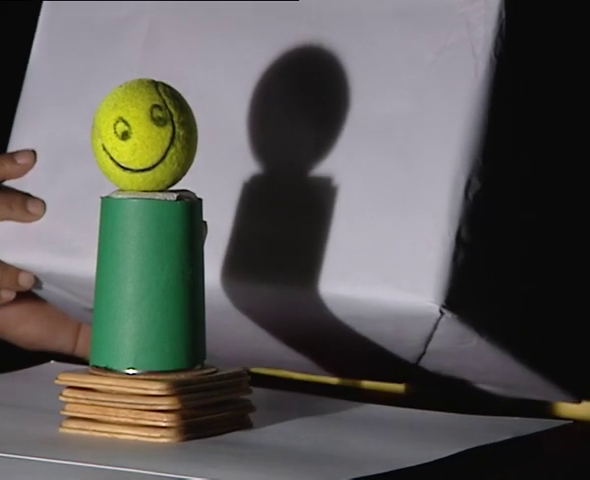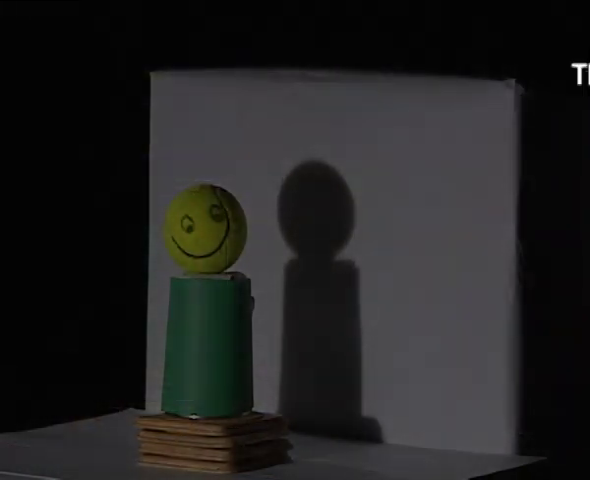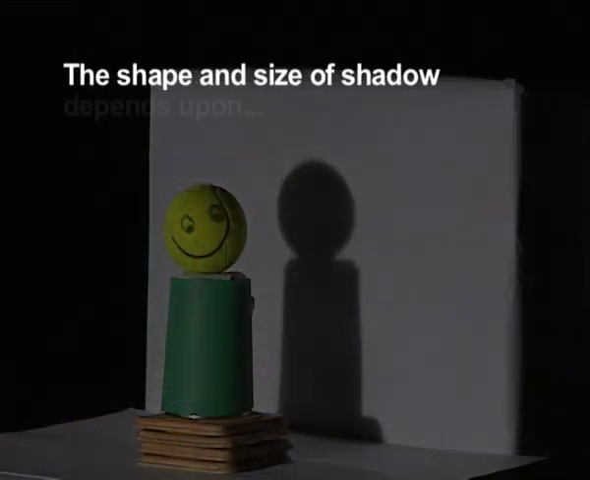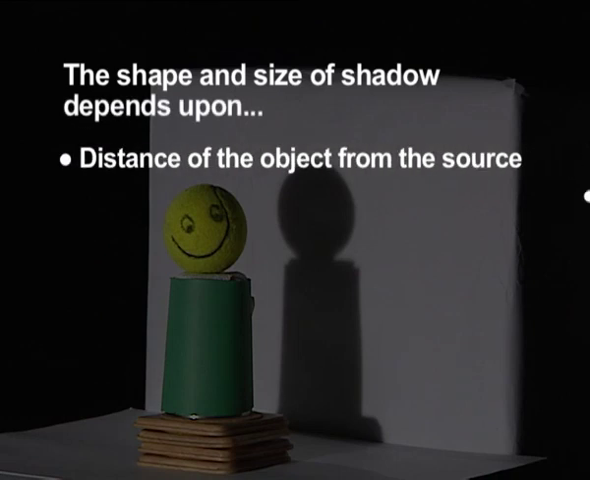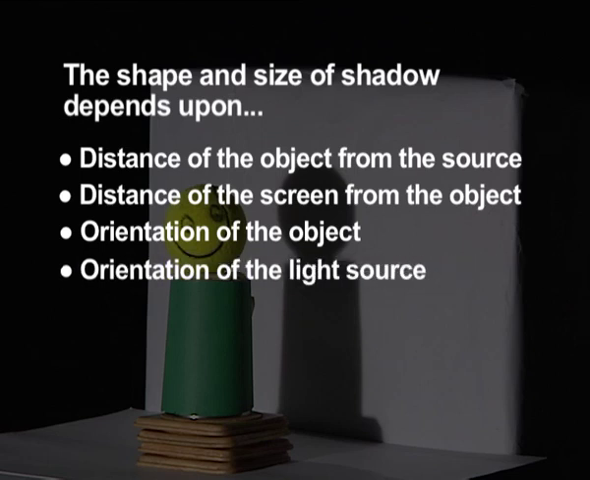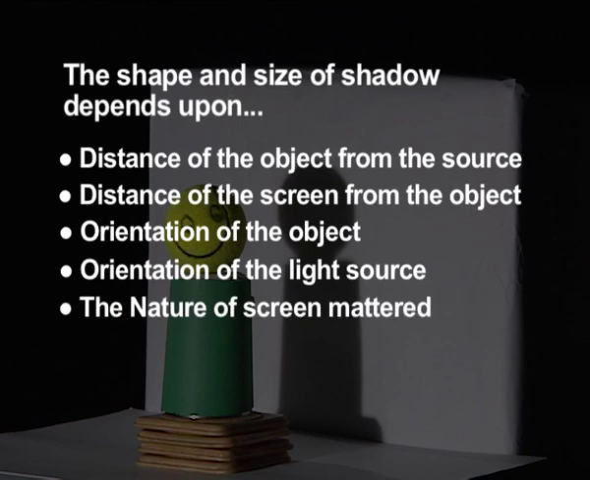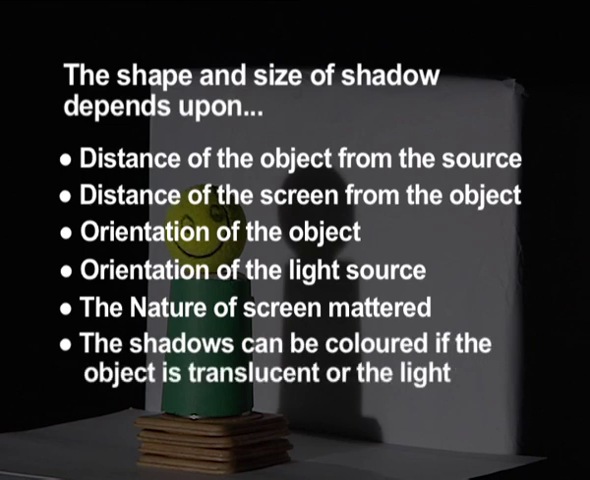From the activities, we learnt about the formation of shadows. We saw that the shape and size of the shadow depends upon the distance of the object from the source, the distance of the screen from the object, the orientation of the object, the orientation of light source. Of course, we also saw the nature of the screen mattered, and that the shadows can be colored if the object is translucent or if the light source is colored.